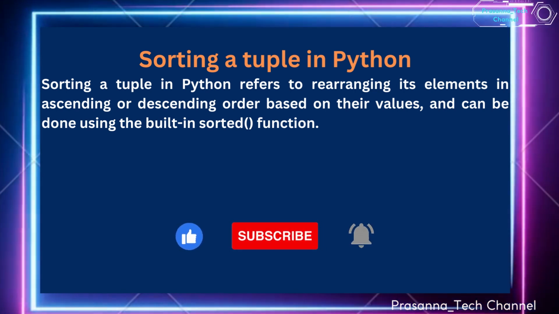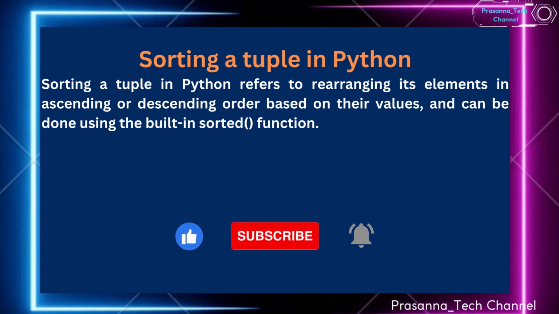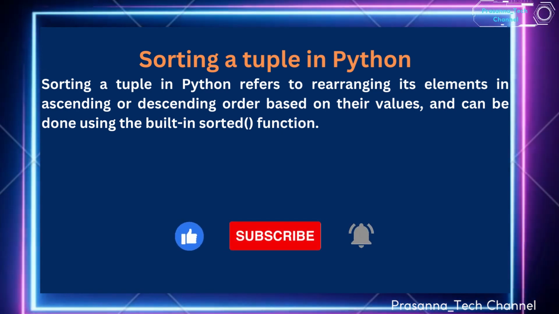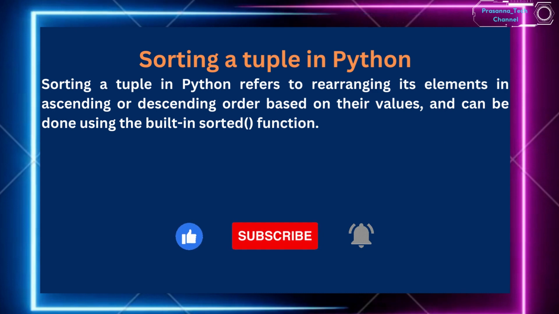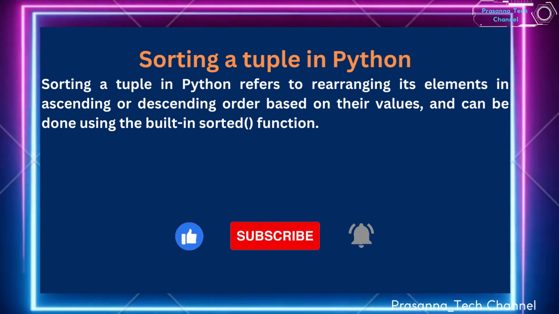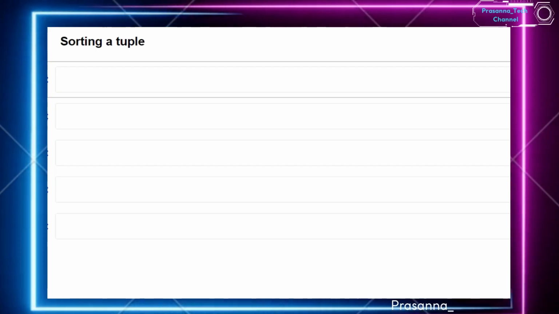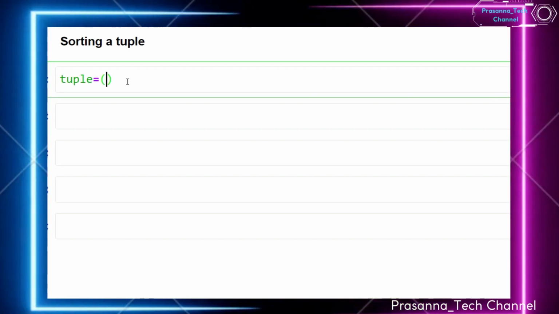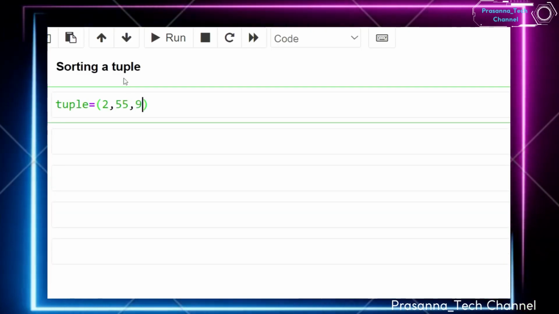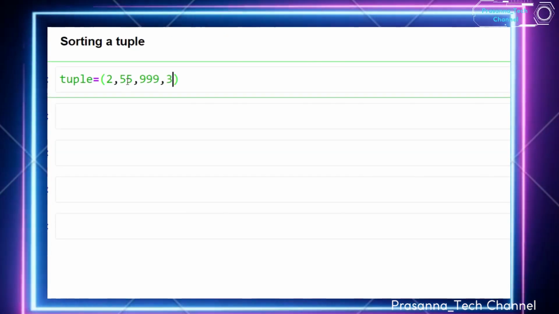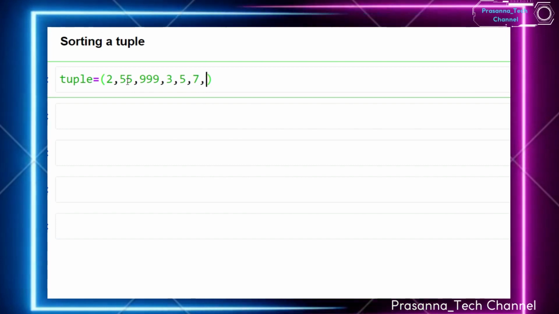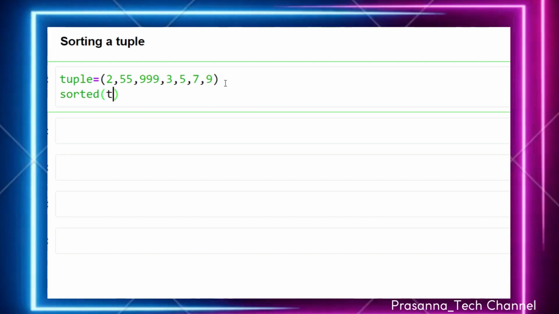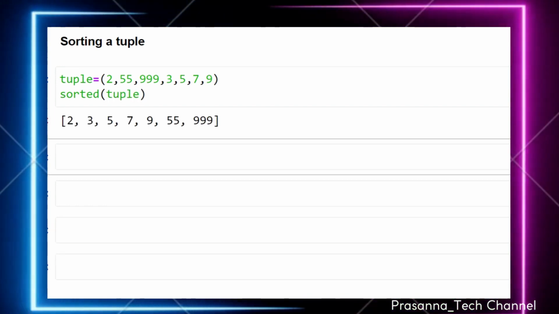Sorting a tuple in Python. Sorting a tuple in Python refers to rearranging its elements in ascending or descending order based on their values and can be done using the built-in sorted function. Let's take an example. Tuple equals 2, 55, 999, 3, 5, 7, 9. Sorted tuple. And the result is 2, 3, 5, 7, 9, 55, 999.